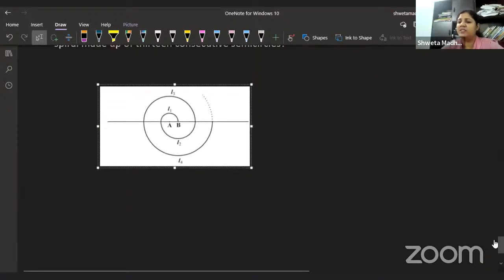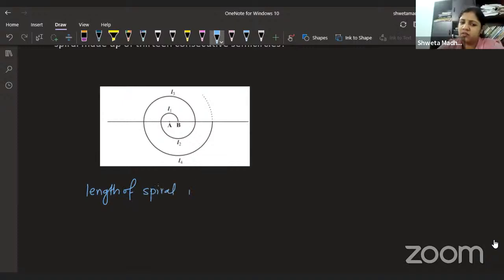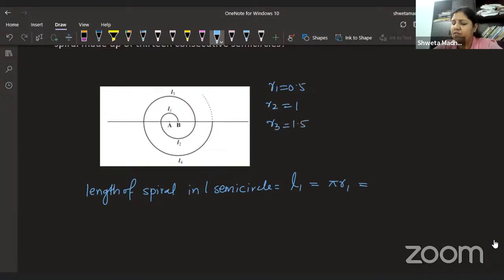Length of the spiral in one semicircle? Perimeter by 2. Length of spiral in one semicircle, that is L1, which is equal to the semicircle circumference, which is pi R1, right? R1 is what? 0.5 centimeter. R1 is 0.5, R2 is 1, R3 is 1.5, R4 is 2, they have given.